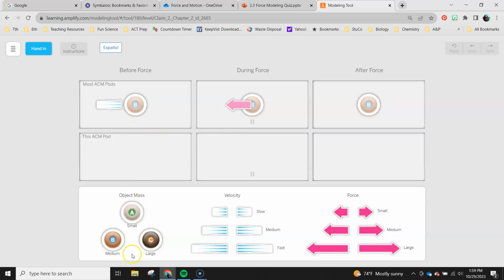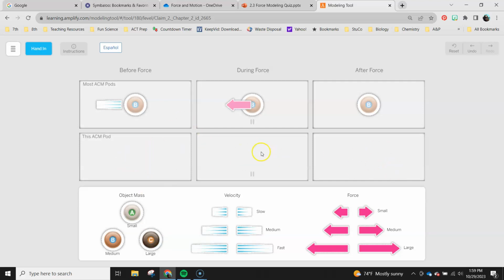So same like you guys did last time, you're going to choose which mass of object, whatever you guys choose, you're going to put in all 3 boxes. So if you choose A, which is the lighter one, you're going to put that one in all three boxes. If you chose B, which is your normal pod, you're going to put a B in all three boxes. And if you decide it's larger than normal, you're going to put a C in all three boxes.